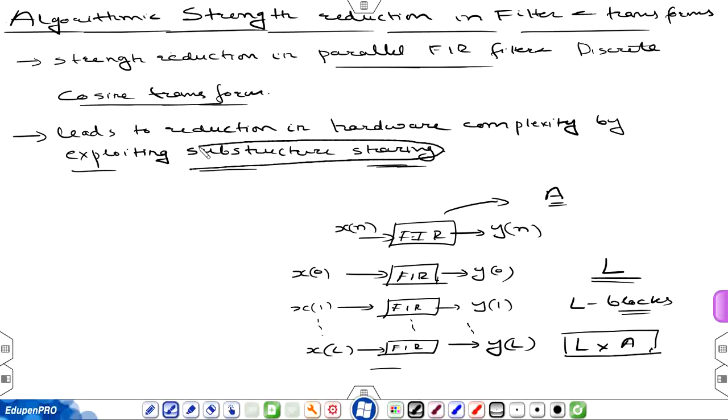substructure sharing. In this structure there is no sharing. Each sample is processed by an independent FIR filter. So we will try to convert this filter into such a form where it is possible to share the hardware. As a result, the total number of blocks used will be reduced and the overall area will be less than the original area, that is L times A.